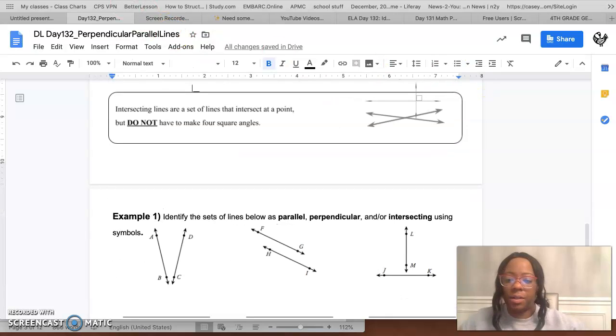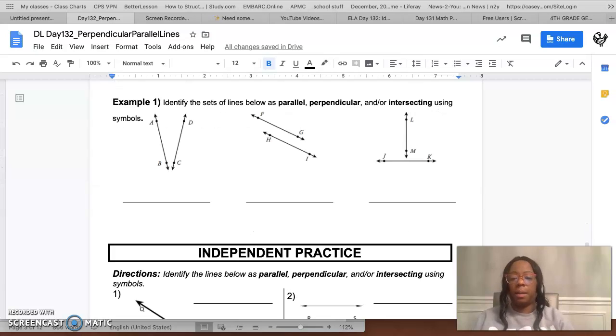Intersecting lines. Intersecting lines are a set of lines that intersect at a point, but they do not have to make 4 square angles. They can cross each other at any time. To intersect means to cross. Let's get started with example number 1. Identify the set of lines below as parallel, perpendicular, and or intersecting using symbols.